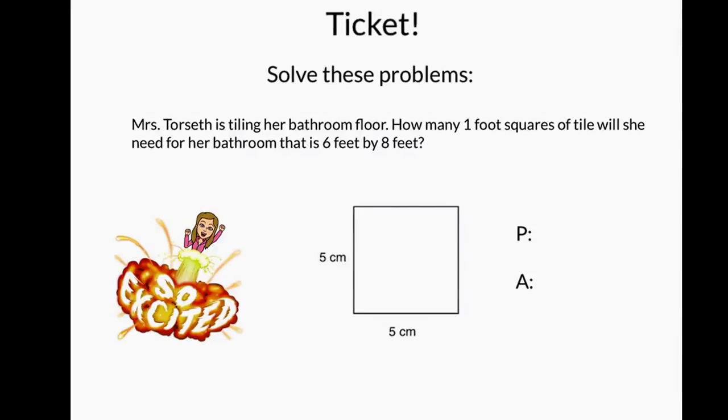Then I have another example for you of a square that's 5 centimeters by 5 centimeters. I'd like you to find the perimeter and area. Good luck. I know you will rock it.